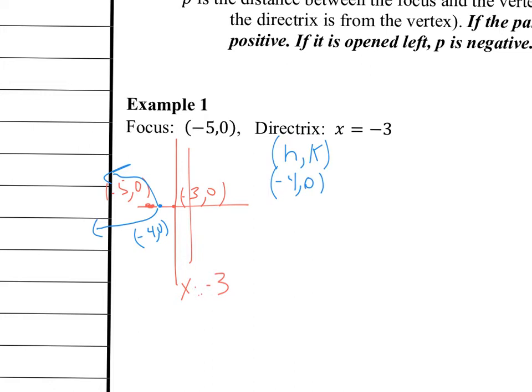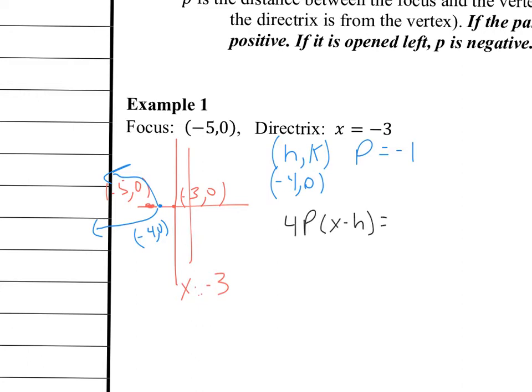And our p-value we need to find. So the distance from negative 3 to negative 4 right here, or from negative 4 to negative 5 right there, is 1. And since it's opening left, p is going to then equal negative 1. Alright, so type it into our equation here.